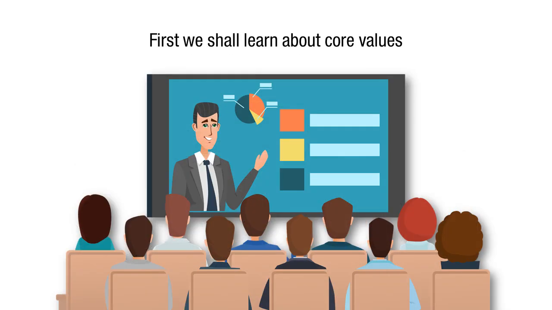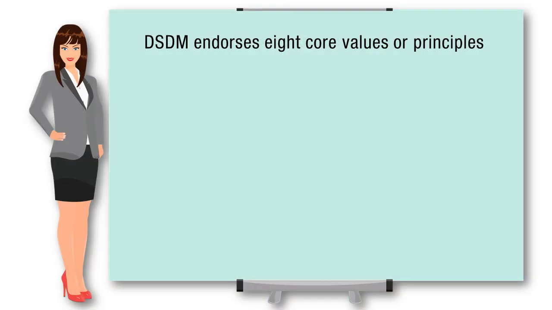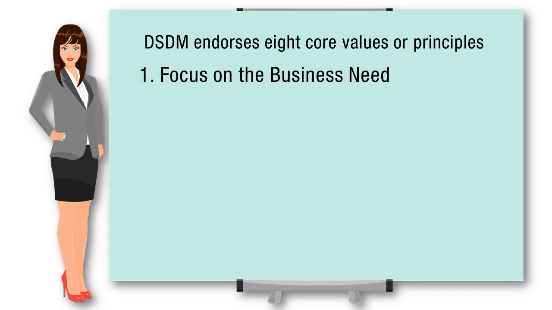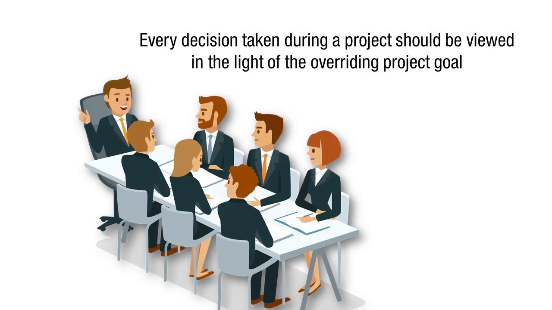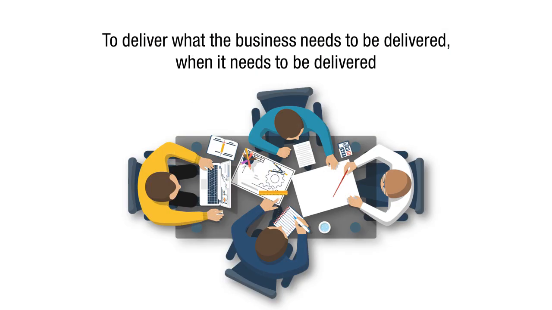First, we shall learn about core values. DSDM endorses 8 core values or principles. First core value is focus on the business need. Every decision taken during the project should be viewed in the light of the overriding project goal to deliver what the business needs to be delivered when it needs to be delivered.